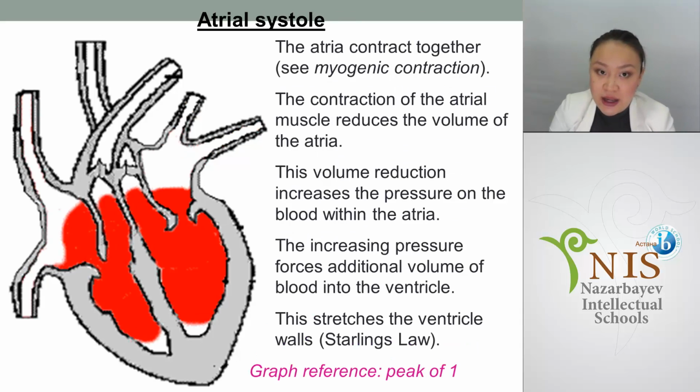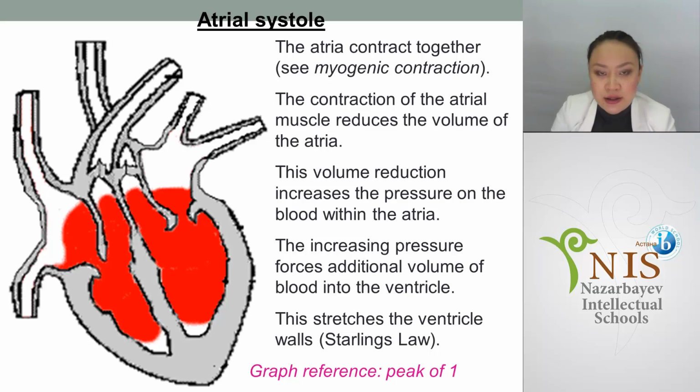Okay, diastole finished, and now atrial systole. The atria contract together. The contraction of the atrial muscle reduces the volume of the atrium. This volume reduction increases the pressure on the blood within the atrium. The increase in pressure forces additional volume of blood into the ventricle. This stretches the ventricle walls. Okay, this is atrial systole.